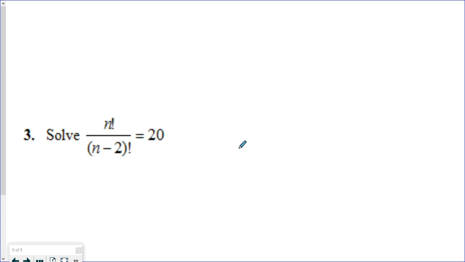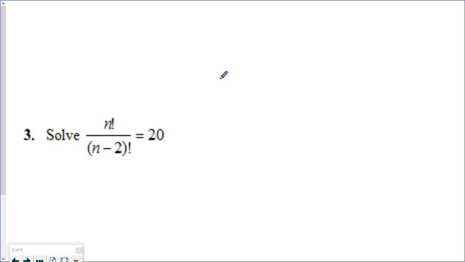The other one, that's question 3, just above that, is saying solve this equation. So now we have an equation, so we have it equal to something. It's saying n factorial divided by n minus 2 factorial is equal to 20. So what values for n would make that true?